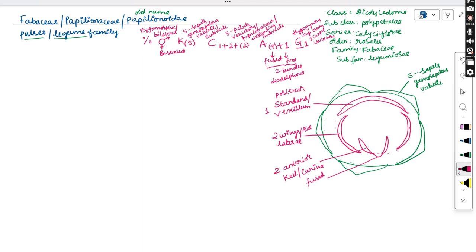So the standard one is covering the 2 wings and these 2 wings are covering the 2 keel petals. This type of estivation, we call it the vexillary or papilionaceous or descending type of estivation.